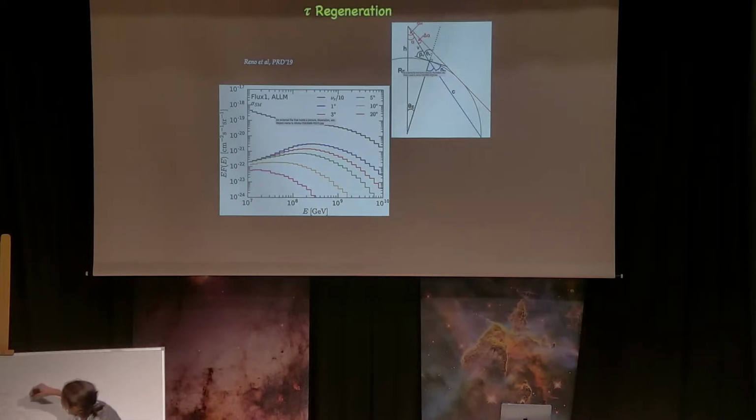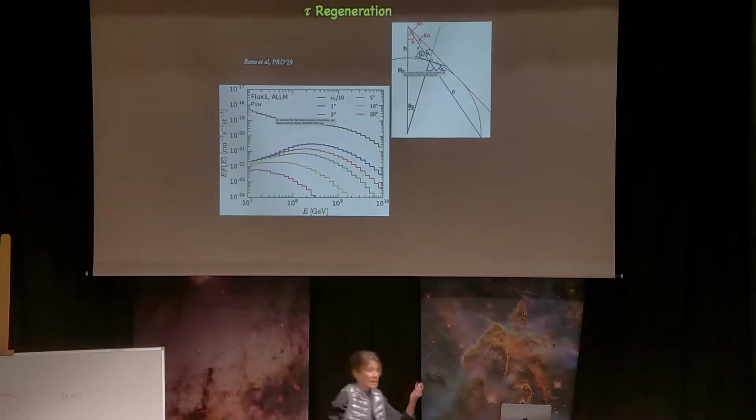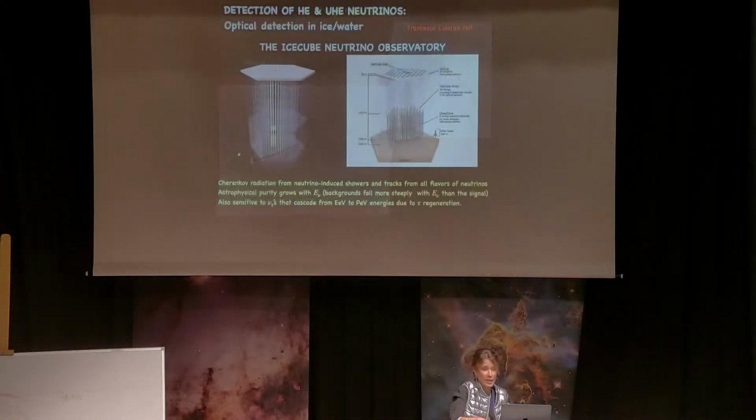But if they are Earth skimming, like they just touch a bit, you see that the flux is much less attenuated, right? You see here, for 1 degree, the flux is not the same as the incident flux, but still close. But as you increase this angle, of course, even if they regenerate the tau neutrinos, some of them will get absorbed in the Earth interior, okay?